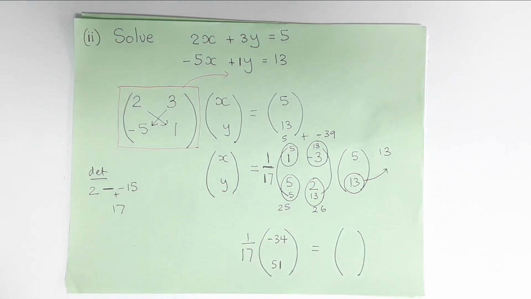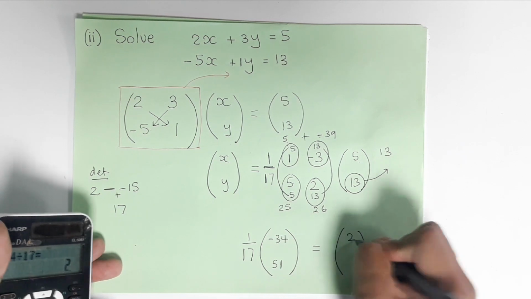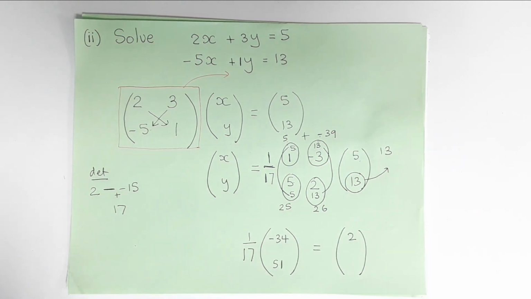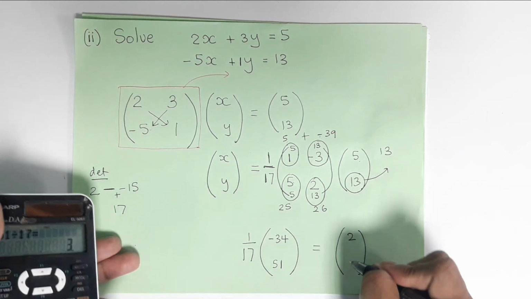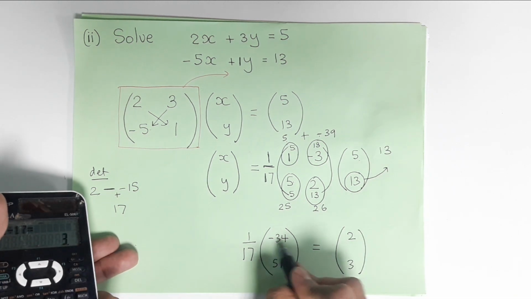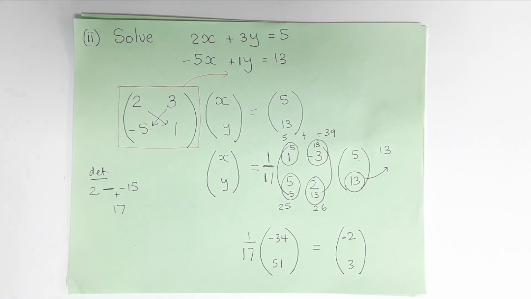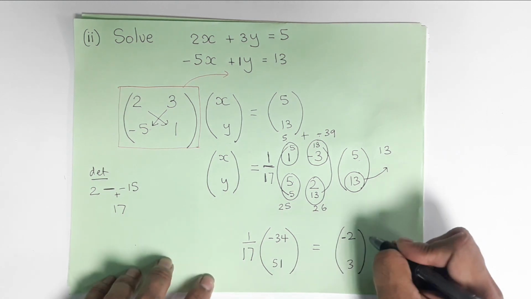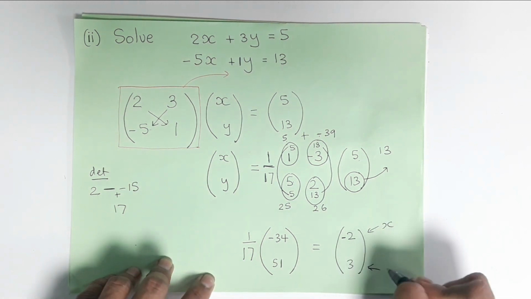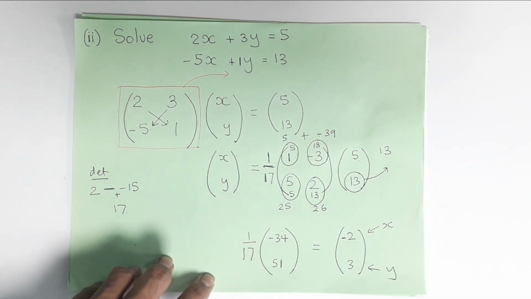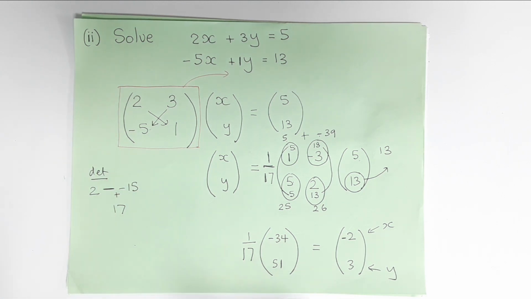So 34 divided by 17 is 2, and 51 divided by 17 is 3. I mean a small mistake. This is minus 34 divided by 17. So a minus divided by a positive is a minus. Okay? So that's the answer. The top answer is x and the underneath answer is y. So I'll just double check my answer, make sure I did nothing wrong. Right, everything looks perfect there.